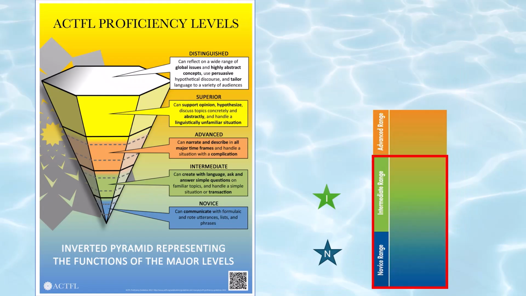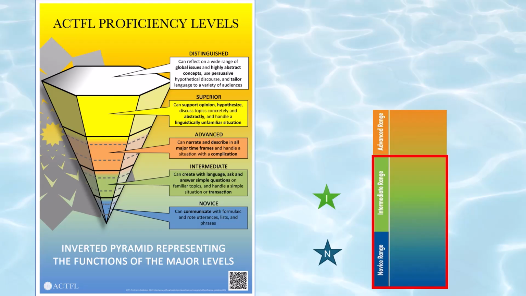In general terms, here are the hallmarks of each proficiency level. And again, since most of our learners are at the novice and intermediate range, we'll focus on what they can do at that level. At the novice level, learners can communicate using formulaic lists and phrases. For example, they might be able to list their favorite classes or movies, or maybe identify which activities they like to do in their free time.